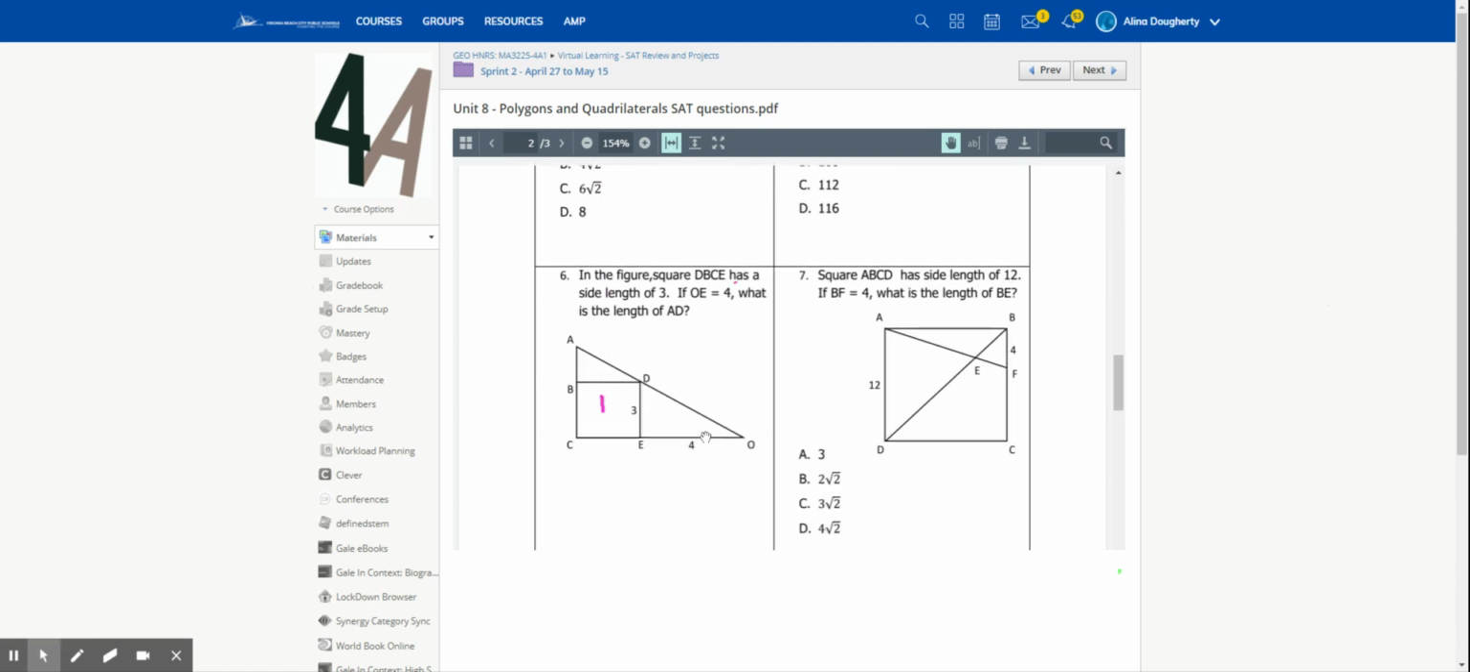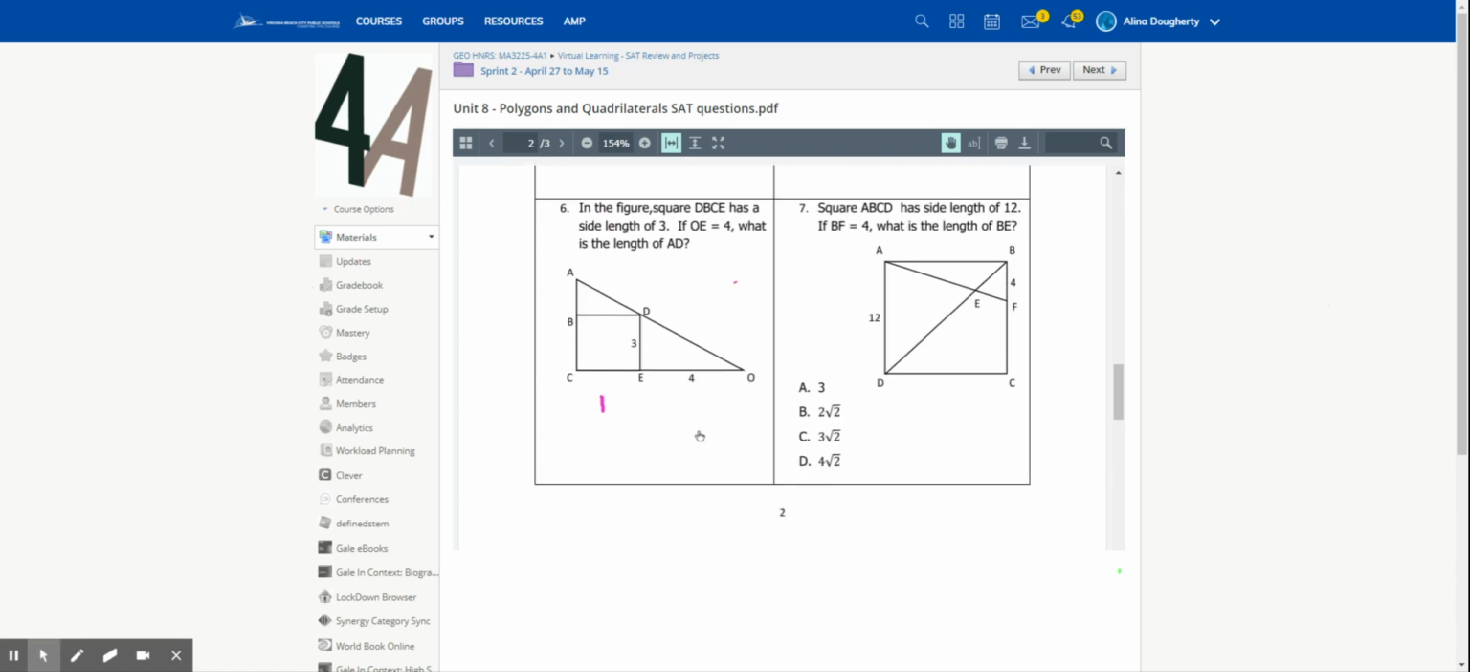All right, question 6 and question 7. Oh, we've seen these guys before too. Question 7 is my nemesis. I hate that question. All right, so we know that we've got a square. So if this is a square, this is 3, and this is 3, and this is 3.